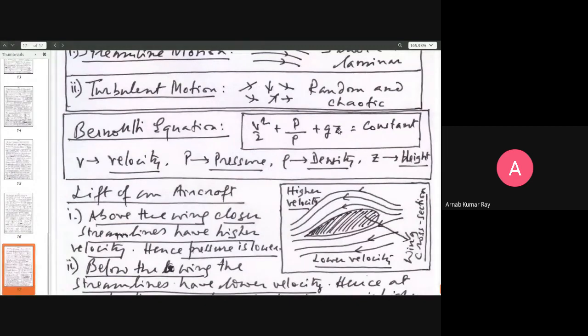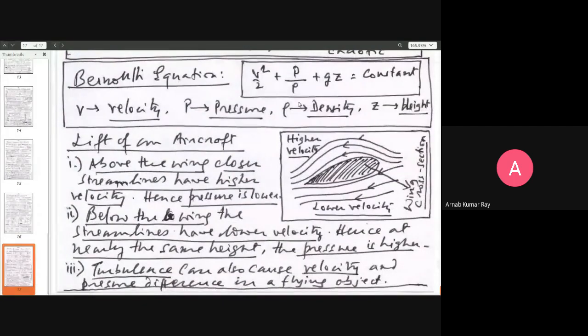But in the case of a fluid, we do not refer to a single particle. We refer to the fluid medium as a whole. So we take a specific equation, meaning per unit mass. So you divide throughout by m, and this is the equation that you get. I'm just giving you some ideas of this. I have not derived this equation. So v is the velocity of the fluid, p is the pressure of the fluid, rho is the density, and z is the height. At a particular height, z is constant. So this equation explains the lift of an aircraft.